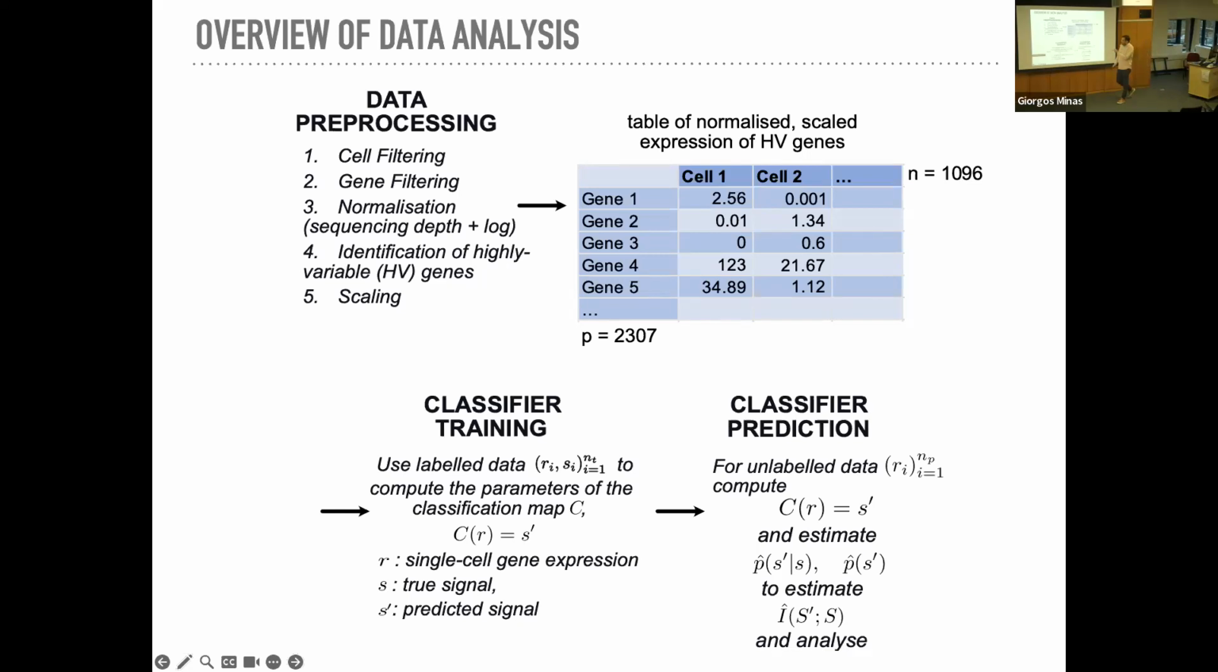Right, so then we train a classifier. We use labeled data of single cell gene expression and the labels, which are the signals, to train a classifier to learn the parameters of this classification map. We keep away some data, and then we give this data to the classifier to make predictions. Once it makes these predictions, we can work out things like the classification error for each signal and so on. And this allows us to estimate the mutual information if we want, or generally study the performance of the classifier.